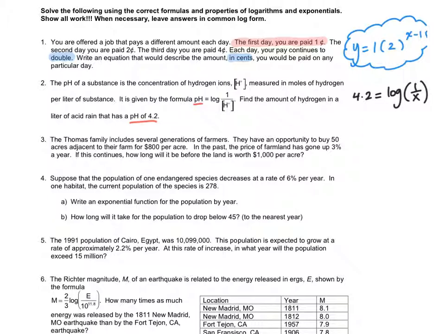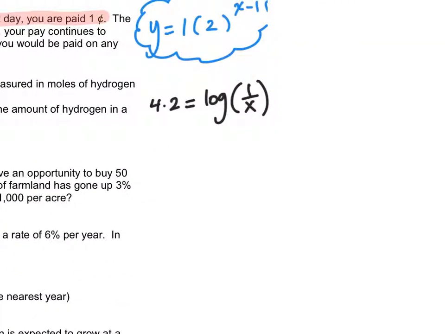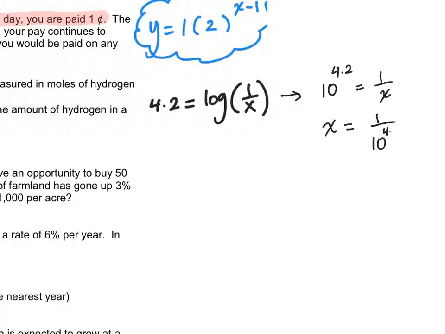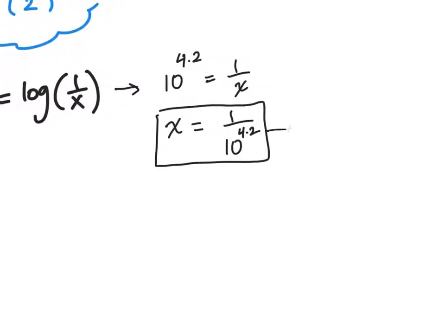Now, so that is a log equation. How can I solve a log equation? I can solve it by changing it to exponential. Now, since the base is 10, I can say that 10 to the power 4.2 is equal to 1 over x. Now, to find x, x equals 1 over 10 to the power 4.2. Now this would be an acceptable answer if you do not have a calculator. But if you do have a calculator, then you can plug this in and you can find that 1 over 10 to the power 4.2 is almost 6.31 times 10 to the power negative 5.